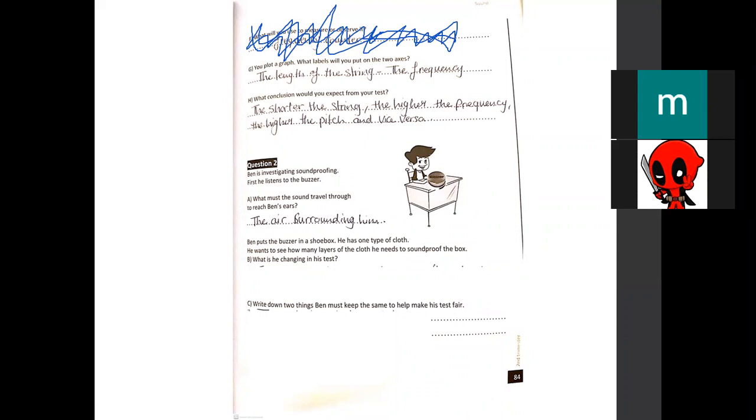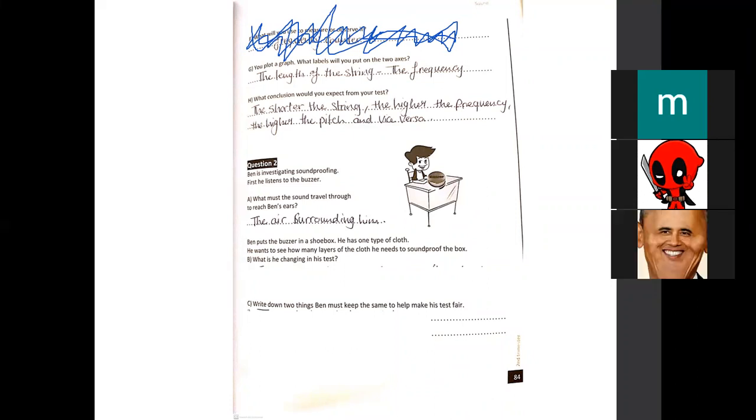Ben puts the buzzer in a shoebox. He has one type of cloth. He wants to see how many layers of the cloth he needs to soundproof the box with. What is he changing in his test? Zain? Yes, miss. Can you answer this one?